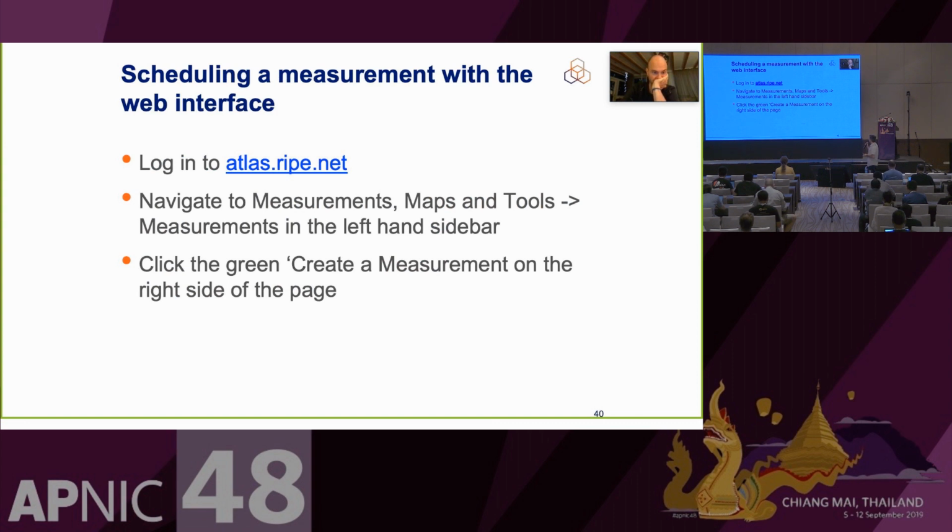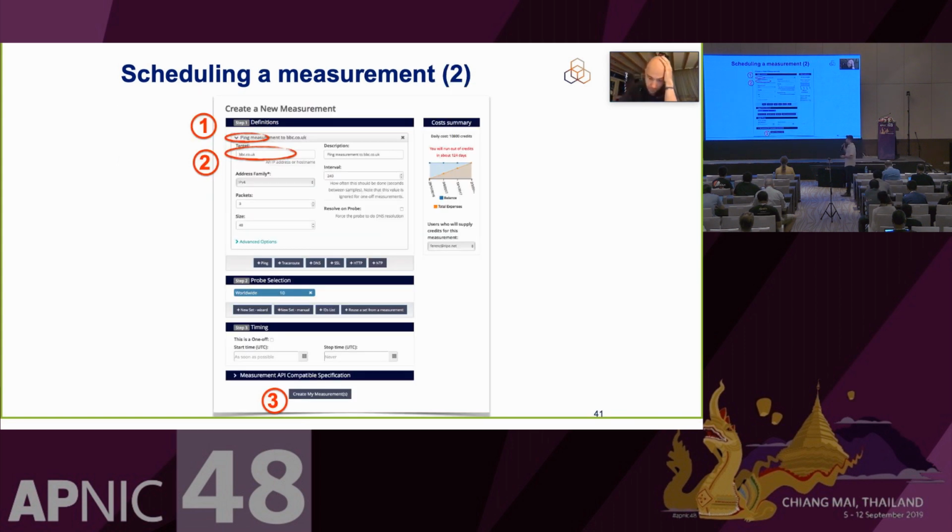Scheduling a measurement with the web interface is also very easy. You go there, click on the button create measurement, and then you will see this user interface. You define what kind of measurement type you want to have, and then you set the properties, which depend on the measurement type. We're not going to go into details about that because we are doing badly on time, right? Here you can select the probes.